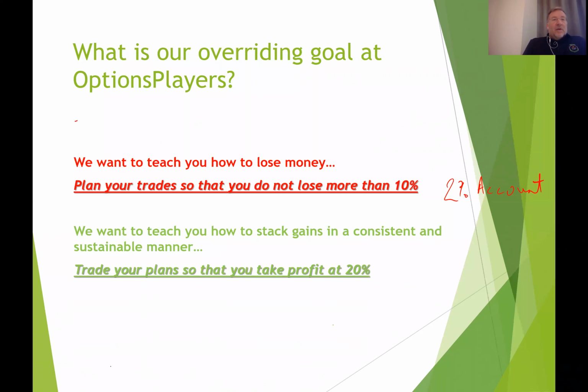If you do that over and over and over, just as in the first session, and you are trading 20% of your account on these text plays, or 15 or 10 or whatever, you will gain a lot more ROI than you would ever get anywhere else. And it keeps all of us here at Options Players sustainable. Okay.